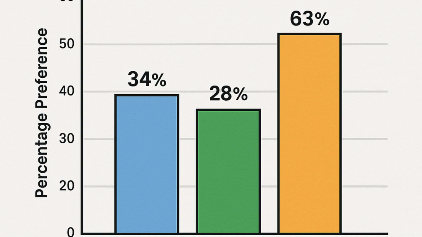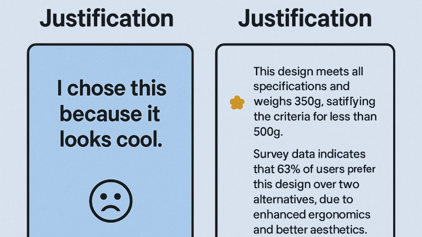Let's talk about what the teachers are looking for at different achievement levels. Achievement level 1 to 2: has the student listed their chosen design, has the student provided minimum or weak justification, and the student may only state personal preference. Example, I chose this design because it looks cool. That's level 1 or 2.